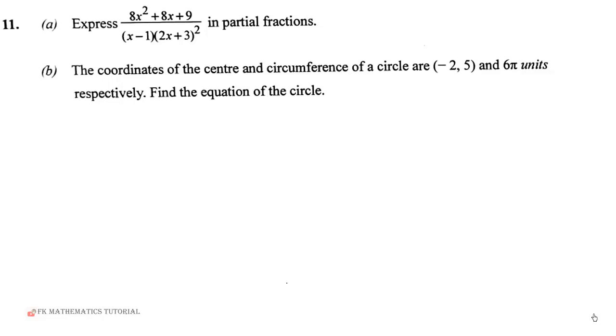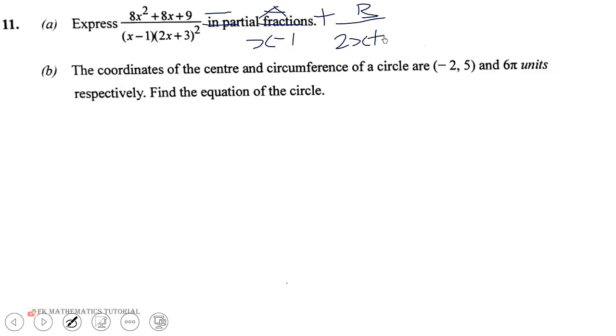Now let's see. We have to express 8x squared plus 8x plus 9 all over x minus 1, 2x plus 3 all squared in partial fractions. So we can set it up like this. Let it be equal to a over x minus 1. Then this is a repeated factor, so plus b over 2x plus 3, and plus c over 2x plus 3, all squared.